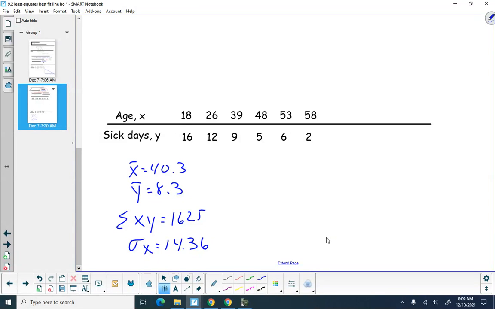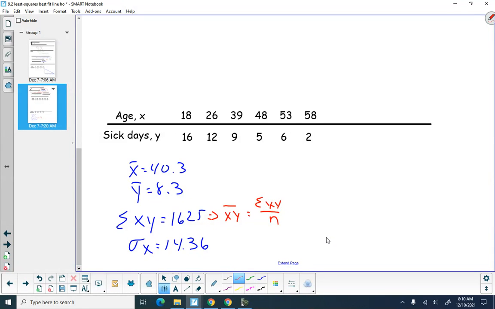So we can pull this off your calculator. Your x bar was 40.3, your y bar was 8.3. Your sum of your xy, 16.25. Your sigma x is 14.36. What this will allow us to do is to calculate our xy bar, which is your sum of your xy divided by n.